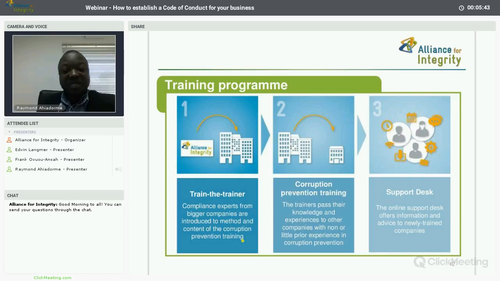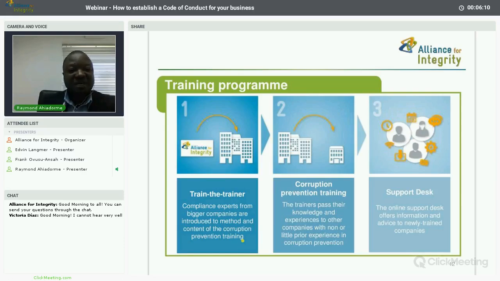And then after the full day training, when the business representatives go back to their respective companies and are making steps to implement what they have learned, if they have any challenge at all, they can always get back to us. So we have a feedback system that we call the support desk. And this is an online platform where previous participants of our training programs can always ask us questions, and we respond within 72 hours.